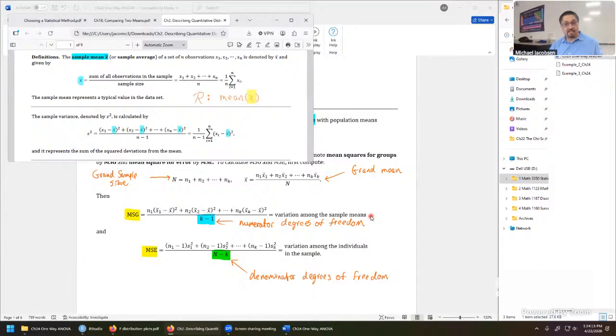That's the numerator of our test statistic. How much do the means vary? The denominator is how much variance there is in the entire sample. So if there is a lot of variation in the sample means, our test statistic is going to become large. We'll reject the null hypothesis that the means are all equal. But if the variation among the means is pretty close to the variation amongst the individuals in the sample, our test statistic is small and we will fail to reject the null hypothesis.